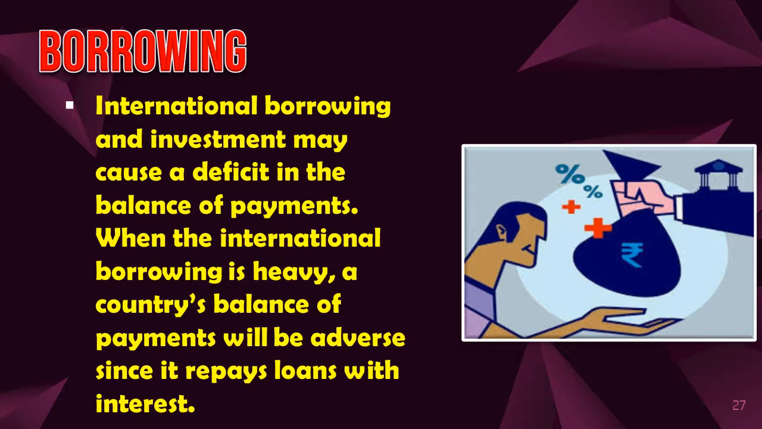When the international borrowing is heavy, a country's balance of payment will be adverse since it repays loans with interest. Any country, if it is borrowing more from the international agencies, will have a disequilibrium in its balance of payment, because that country has to repay the loan with more interest.